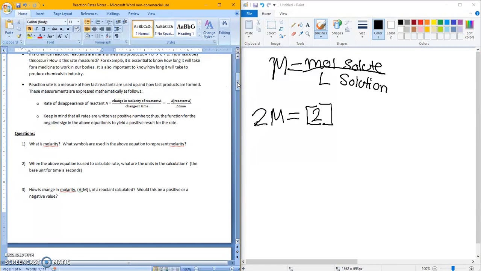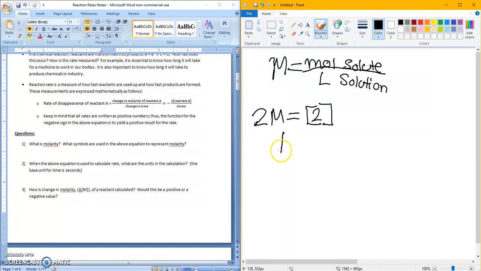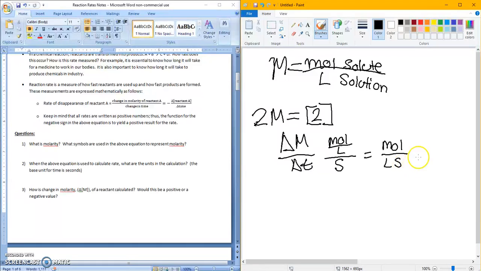In the above reaction, where are the units? Well, we have change in molarity over change in time. We know that molarity is moles per liter, and we know that time is seconds. So our final units are moles per liter seconds, or molarity per seconds.